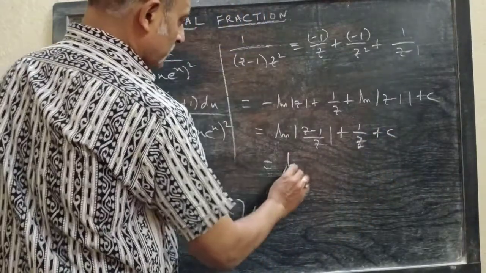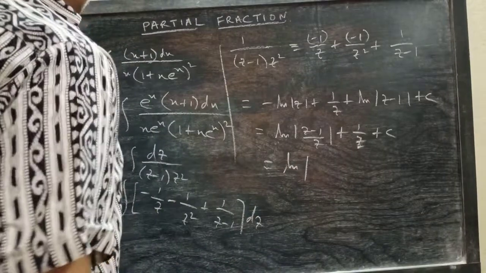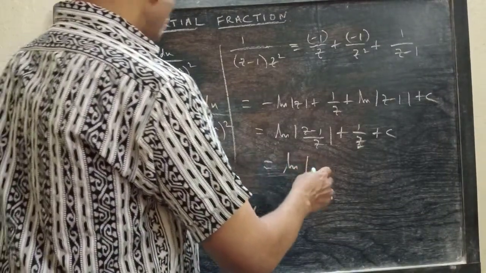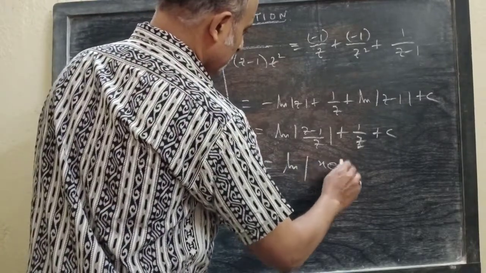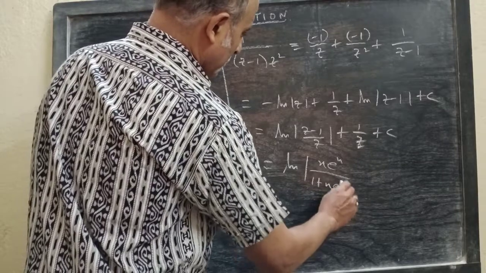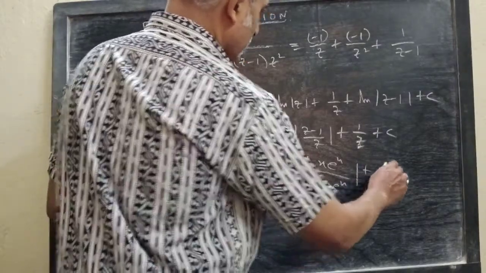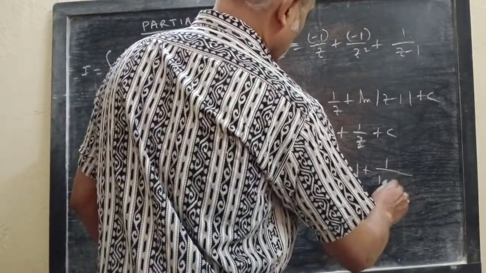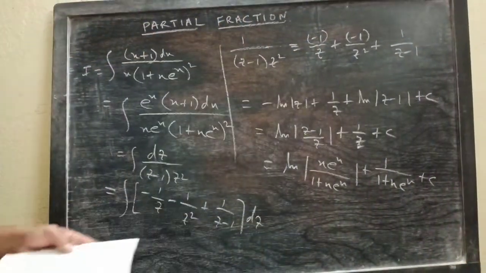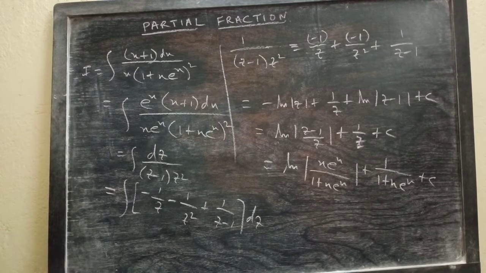Now just substitute z. What is z? z was 1 plus x e to the power x. So z minus 1 will be x e to the power x. So the answer is ln of x e to the power x by (1 plus x e to the power x) plus 1 by (1 plus x e to the power x) plus c. This will be the answer. Okay.